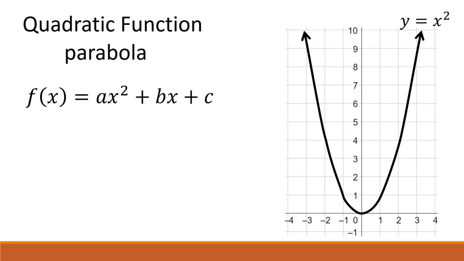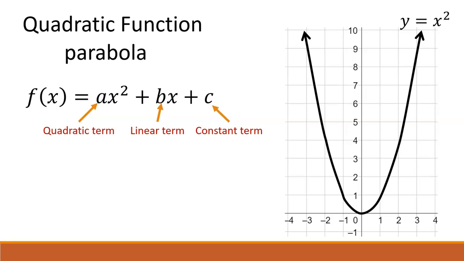In general, the equation of a parabola written in standard form is f of x equals ax squared plus bx plus c. A parabola's equation will always have a quadratic term. That's the term containing the x squared. It might have a linear term, that's a term containing an x, and it might have a constant term, that's just a term that's a number.